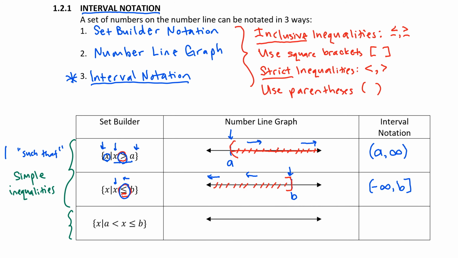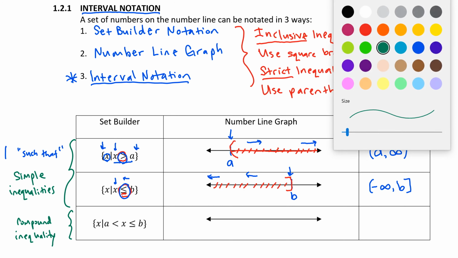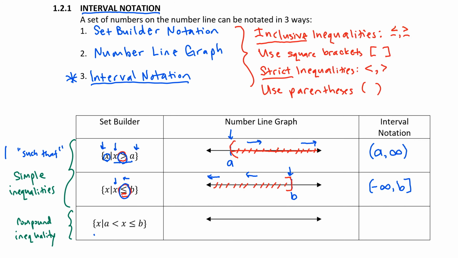The last one is an example of what we call a compound inequality. We would read this one, the last example, the set of all x such that a is less than x is less than or equal to b. So notice here we have x trapped between two values, a and b. So I'm going to put those two values on the number line, a and b. And because x is trapped between those two values, in this case, we're going to be shading in between those two values. So I'm looking at all the numbers between a and b.